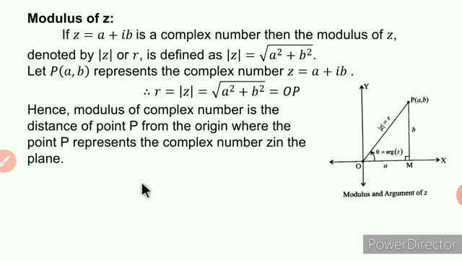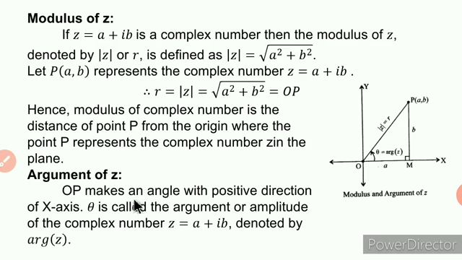Okay. Now see the argument of Z. OP makes an angle with the positive direction of x-axis, and that angle is called as the argument or amplitude of complex number. And so here theta is called the argument or amplitude of complex number Z is equal to a plus ib, and it is denoted by arg of Z. We read it as argument of Z.